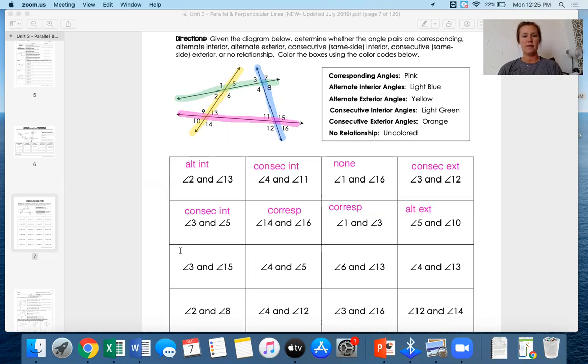3 and 15. While 3 and 15 are both on the blue, you'll notice that 3 is an exterior and 15 is an interior. And there's nothing that works with an interior and an exterior, on alternating sides anyway. Therefore, this is also none. 4 and 5.